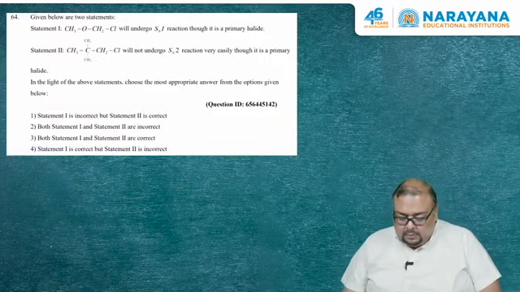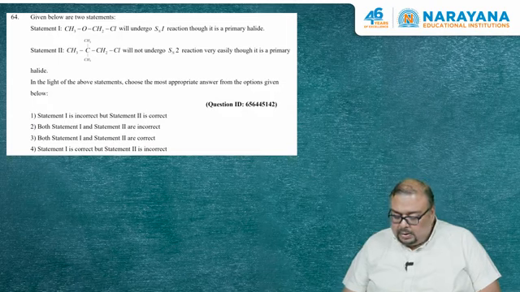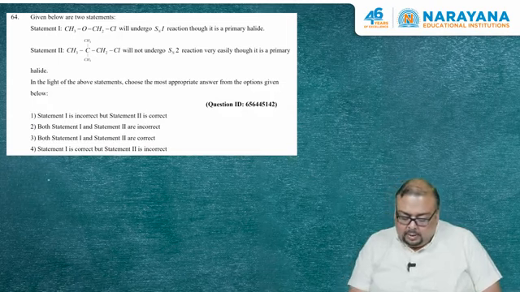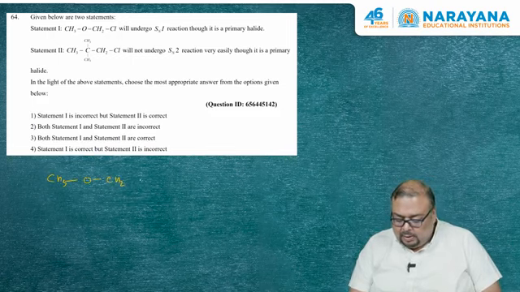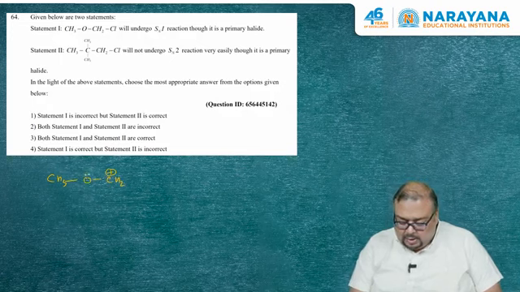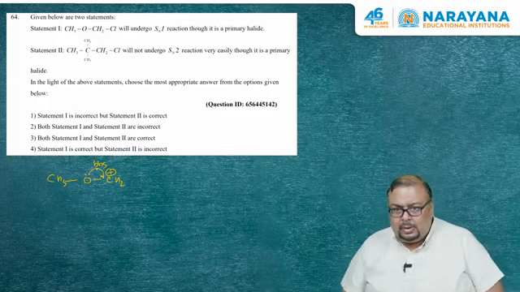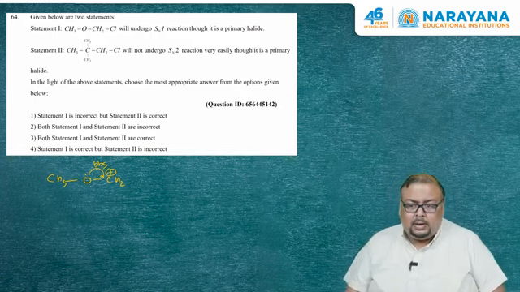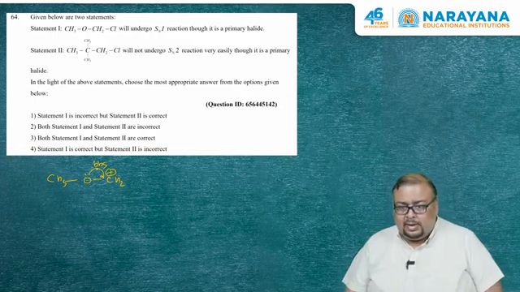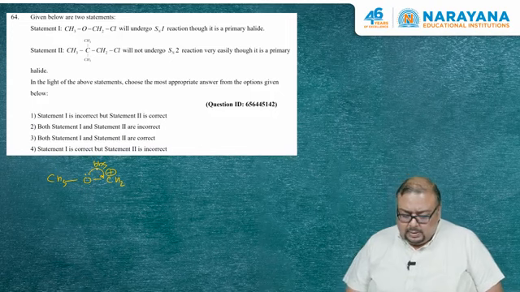Question number 64. Now statement 1 is CH3OCH2Cl will undergo SN1 reaction though it's a primary halide. Now that will be a correct statement, because if we make the carbocation by removing the chloride ion, which is something like this, the carbocation will get back bonding stability. So it will be a highly stable carbocation, and though it's a primary halide, a stable carbocation will always undergo SN1 reaction under appropriate conditions. So statement 1 is a correct statement.